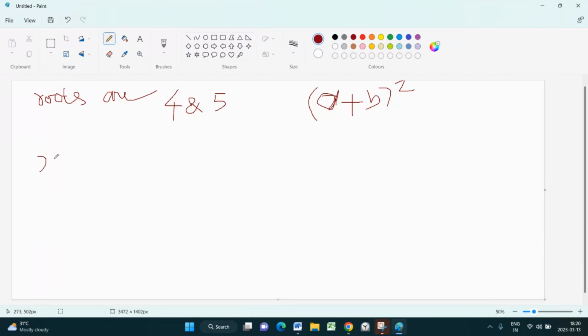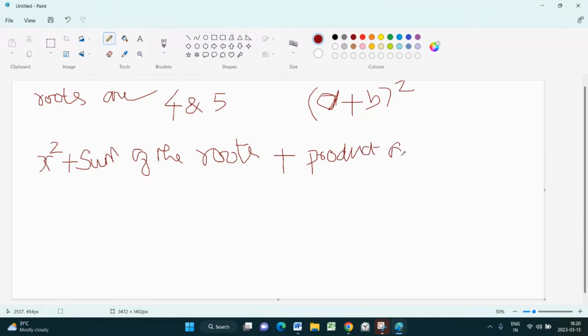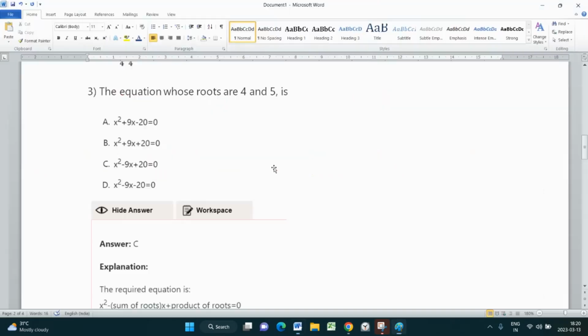Usually, what expression do we write? x square plus, since the roots are given, the sum of the roots is the basic idea, plus the product of the roots. This is the general formula. So x square, sum of the roots into x, product of the roots.